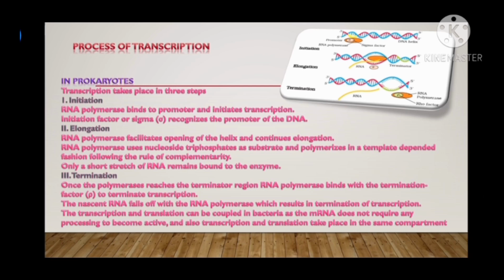Let us understand the process step by step. Now what actually happens in the initiation? RNA polymerase combines with the sigma factor and forms a holoenzyme, right? Now what is sigma factor? Sigma factor is a protein which is needed for initiation of RNA synthesis.